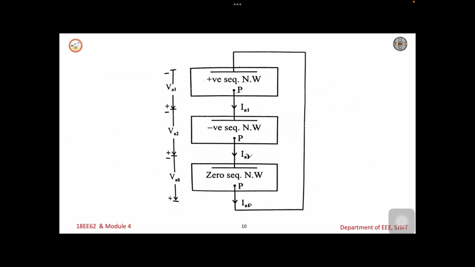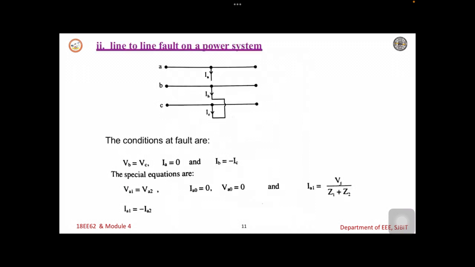So, how is the sequence network? See here, the positive, negative and zero sequence networks are all connected in series, because IA0 is equal to IA1 is equal to IA2. Therefore, they are all connected in series, and the positive sequence voltage is VA1, negative sequence voltage is VA2, and zero sequence voltage is VA0. So, next we will see the line to line fault.